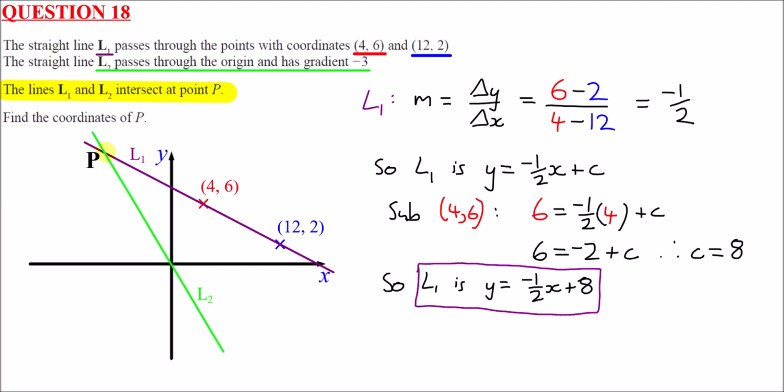L2 is much easier. The y-axis intercept for L2 is 0 because it passes through the origin. So L2 is just simply y equals the gradient multiplied by x. The gradient's minus 3, so L2 is just simply minus 3x.